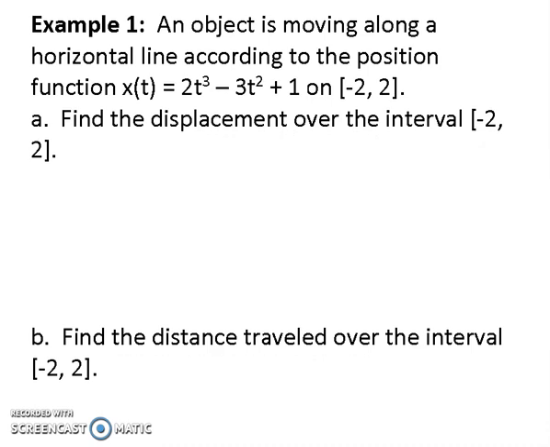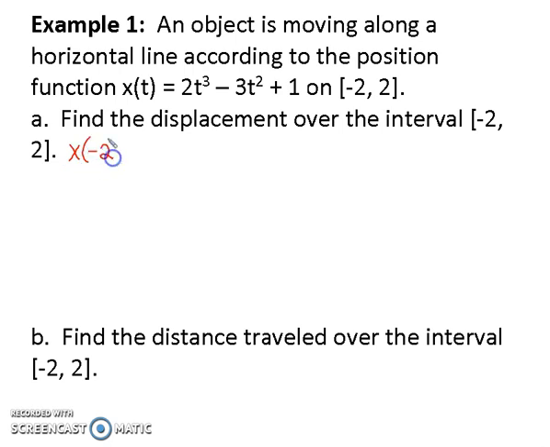We've got an object that's moving along a horizontal line, and we're given the position function. This is something we could have done back during derivatives. We've been given the position function on a closed interval from -2 to 2. So A wants us to find the displacement over the interval from -2 to 2. So again, this is something we would have done back in first semester. So displacement is just where are you at the end compared to where you started.